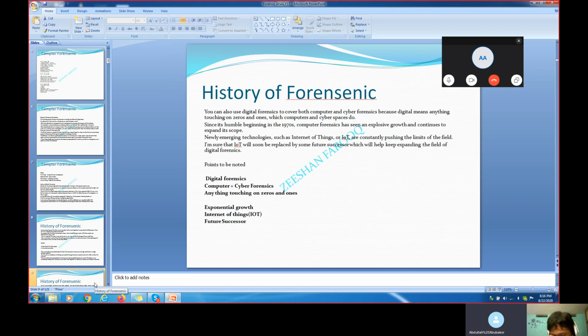The cyber security guy, the ethical hacking guy, what will he do? Whenever the issue happens, he will simply go and do penetration testing and try to resolve the issue, as we discussed. But what will the forensic analyst do?